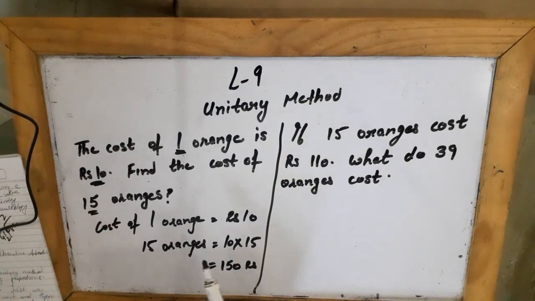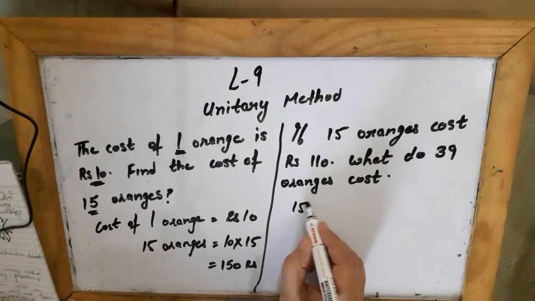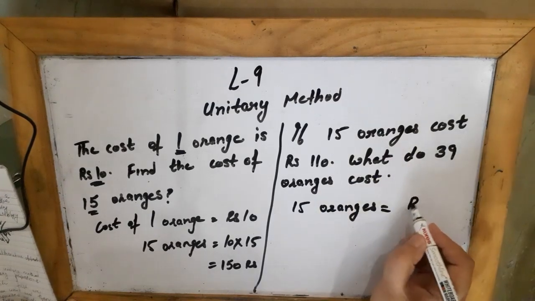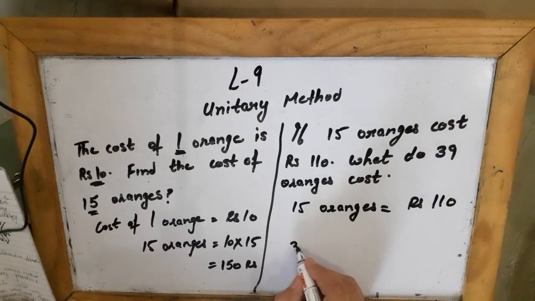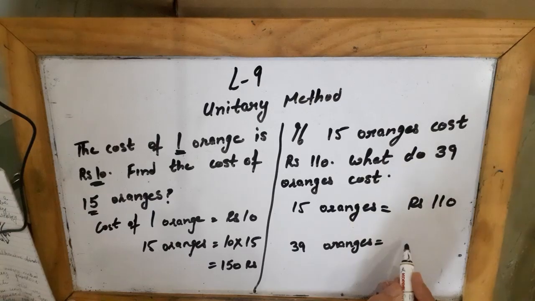So very easy. Why? Because I knew the cost of one orange, so it was easy for me to find the cost of 15 oranges. Now look at this example. This is the first question from your exercise 9A. If 15 oranges cost rupees 110, they have given you the cost of 15 oranges, that is rupees 110. What do 39 oranges cost? And they are asking you the cost of 39 oranges.